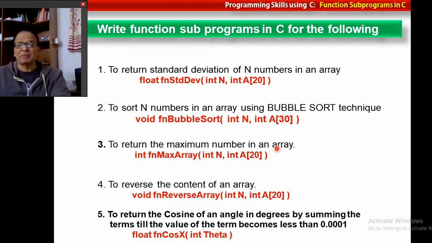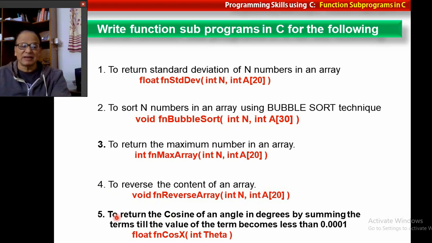Similarly, return the maximum number in an array. We have done that. Find the maximum number. So it is coming back again: function max array, in an array which contains n numbers in A. Then reverse the content of an array. You input an array which contains numbers, and how many numbers there are, and it should reverse the content of the array and give it back to you.